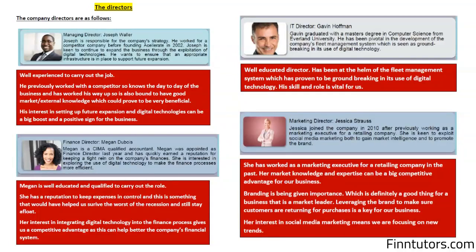Next, we have a marketing director called Jessica Strauss. So Jessica joined the company in 2010 after previously working as a marketing executive for a retailing company. So she already has good marketing experience. She's keen to exploit social media marketing both to gain market intelligence and to promote the brand. So she has worked extensively in the selling industry, in the marketing industry. So her knowledge will come in handy for us.